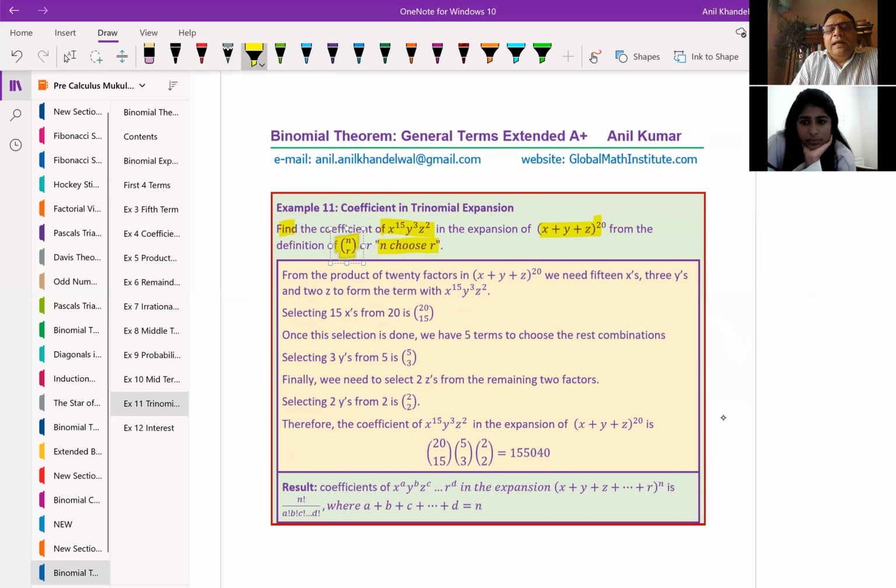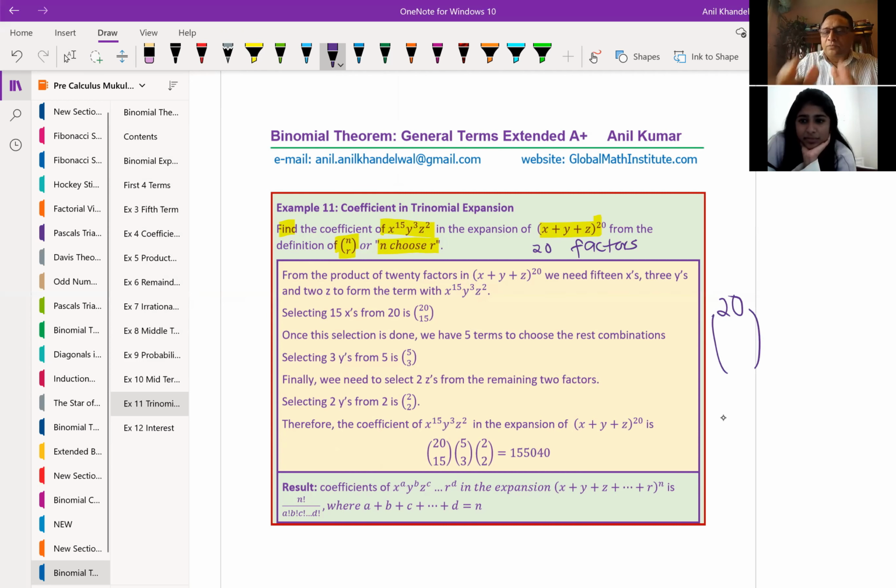Now we have to find the coefficient of x to the power of 15. That means n is 20. Do you see n is 20? From 20, I have to choose. 20 really means there are 20 factors. If I expand this, we have 20 factors, because it is to the power of 20. You'll multiply (x + y + z) times (x + y + z) times (x + y + z), 20 times.